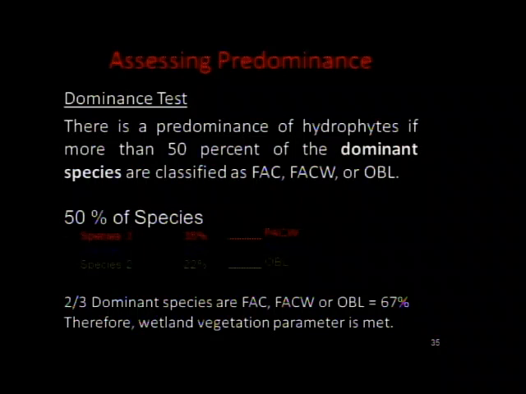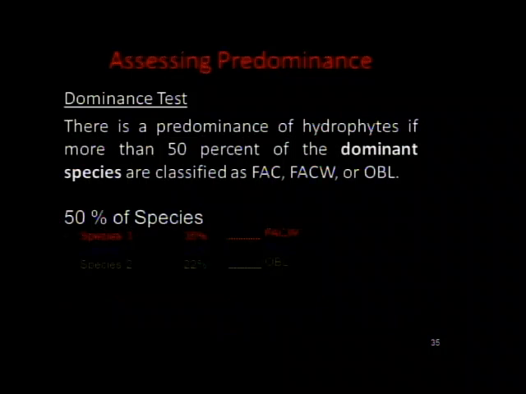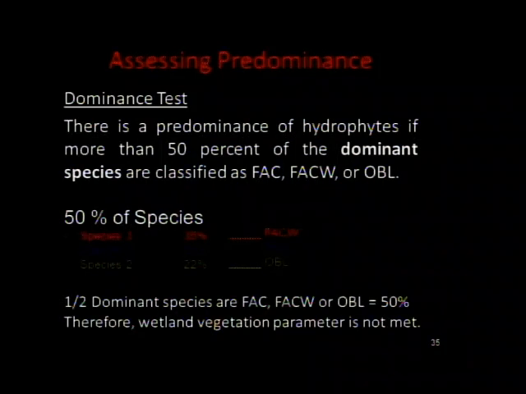However, if there were a 4th dominant species, and species 4 was an upland species, the dominance index would now equal 50%, because 2 of the 4 species would be facultative, facultative wetland, or obligate. In this case, the assessed location would fail the dominance index because the number of wetland-associated species must exceed 50%. If the dominance index fails, the next step is to assess the prevalence index.